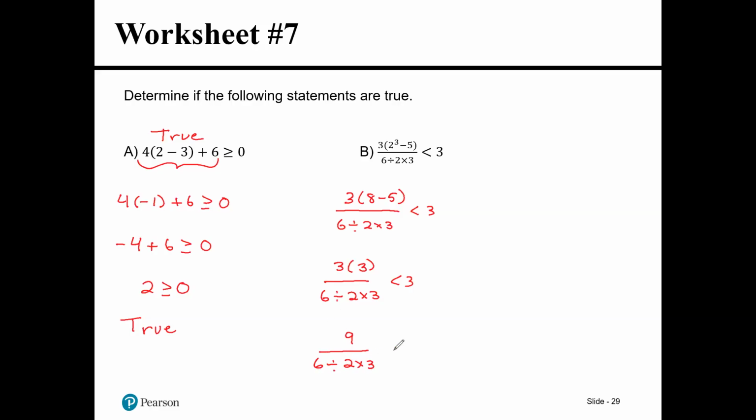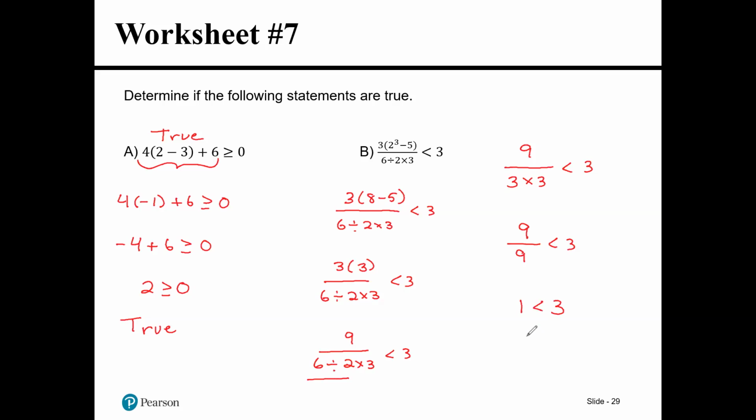So if we do the bottom grouping, going left to right, because we just have multiplication and division, we do division first. So this is going to be 6 divided by 2, which is 3. So 3 times 3. So 9 over 3 times 3, that is going to be 9. So 9 divided by 9 is 1.